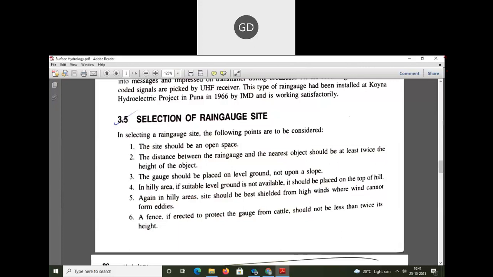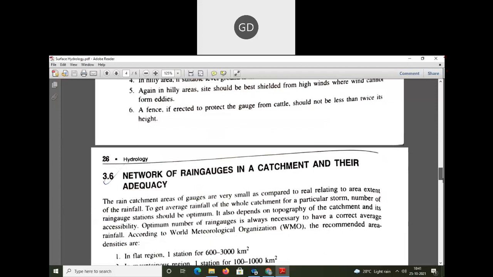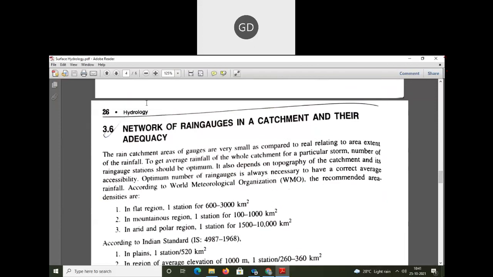I hope you have finished writing. Okay, so let us go to the next topic, that is network of rain gauges in a catchment and their adequacy.